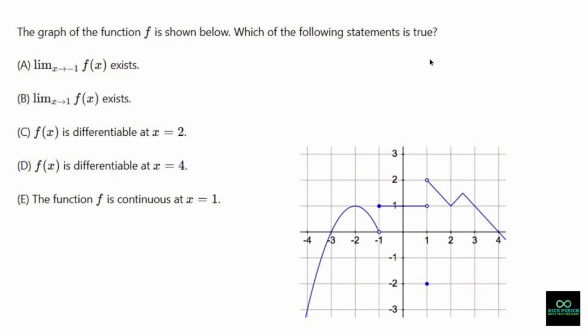The graph of the function f is shown below. Which of the following statements is true? So we've got ourselves a crazy looking piecewise function. Lots going on, so we need to find the true statement here.